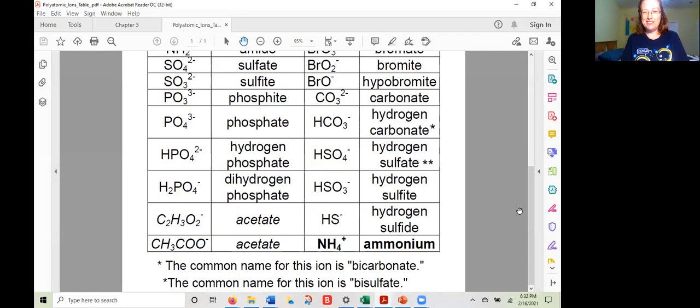All right, we take a look at our polyatomic ion chart. I'm really bad at keeping secrets, aren't I? SO4 is sulfate. This is not something you can use the periodic table for. You've got to look at the polyatomic ion table to know that SO4 always has a -2 charge, and it's always called sulfate.